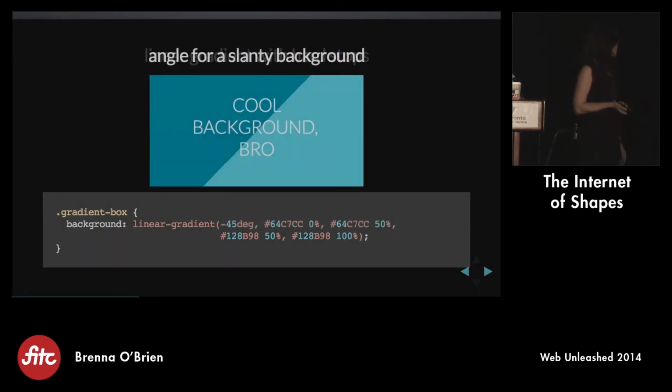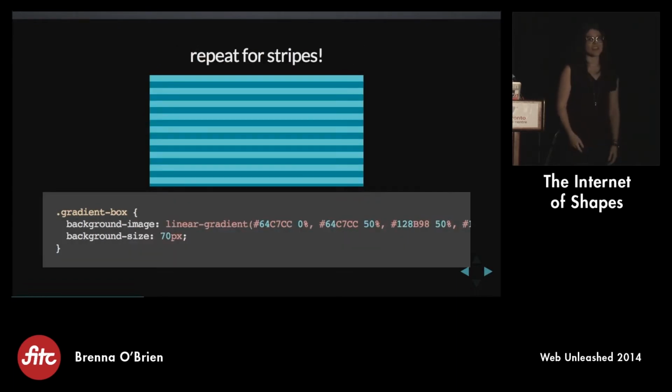So stay with me, not particularly exciting on its own. If you also change the angle of that gradient, you can end up with an interesting slanted background, which is what I used on that title page of the slides. And then another thing you can do, go even crazier, is take those hard stop gradients and start repeating them, and you can generate striped patterns.